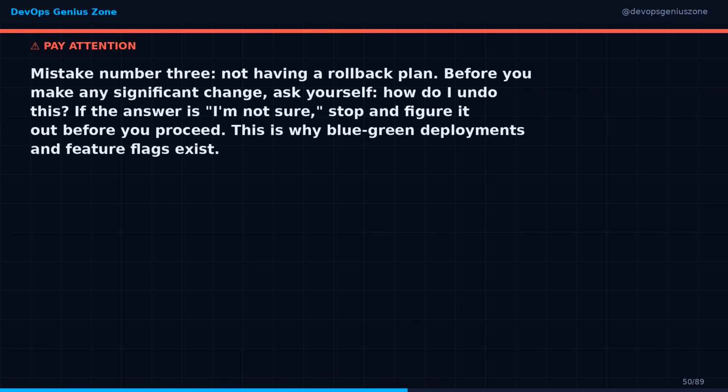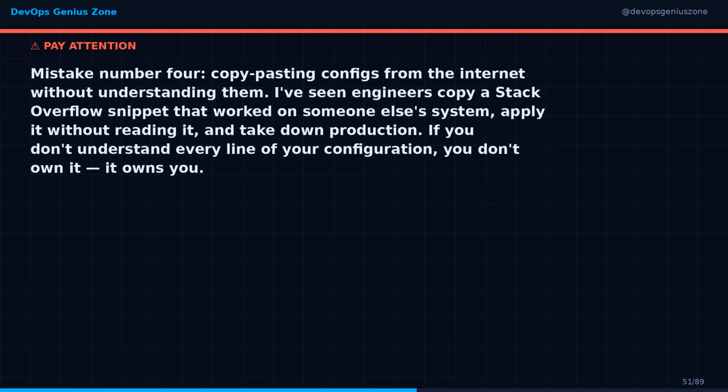Before you make any significant change, ask yourself, how do I undo this? If the answer is I'm not sure, stop and figure it out before you proceed. This is why blue-green deployments and feature flags exist.